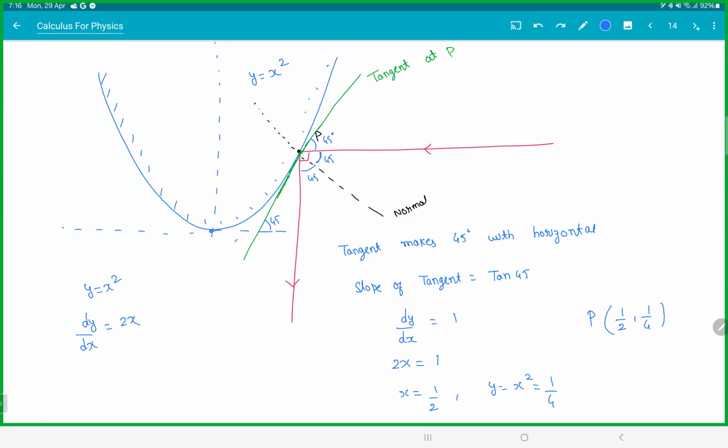But I already know the formula for slope is dy by dx. And dy by dx I already know is nothing but the differential of x power n, which is 2x. So 2x is equal to 1, and x is equal to half, and then you're done. Therefore, the coordinates are half, comma 1 by 4. Please check. Are you getting how the question is framed?